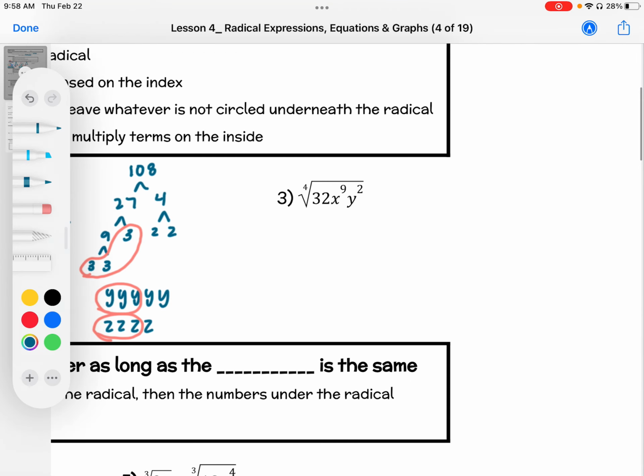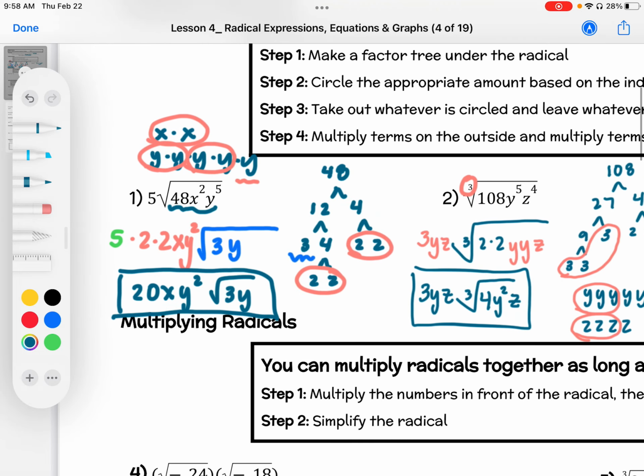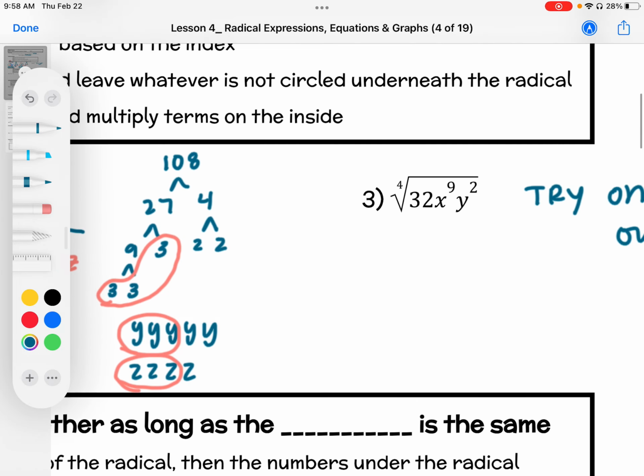All right, I want you to try number 3 on your own, and you can check your answer on Schoology. Be careful with number 3, your index is 4, so you're looking for groups of 4, okay?